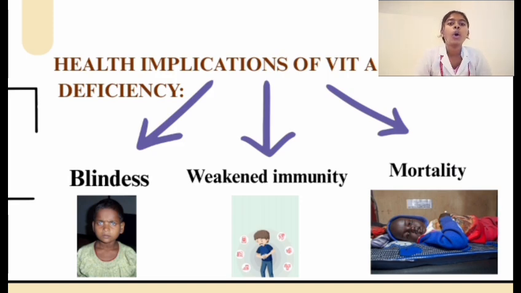Firstly, we can see blindness. Vitamin A is essential for good vision. Deficiency can cause night blindness. Now, it may lead to complete blindness, especially among children.